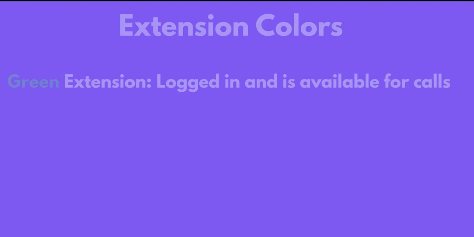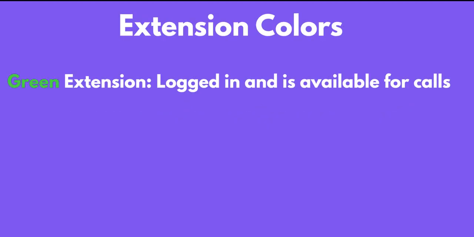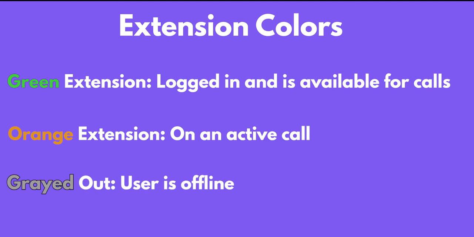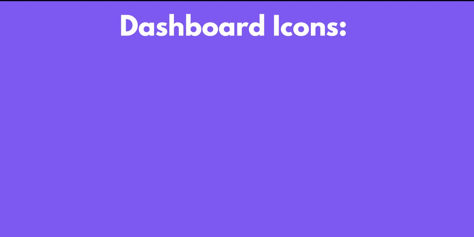A green extension means that extension is logged in to Arbeit Voice and available for calls. Orange indicates that extension is on an active call, and a grayed out extension indicates that the user is offline. The top row of the dashboard has a number of buttons that can be used for management purposes.